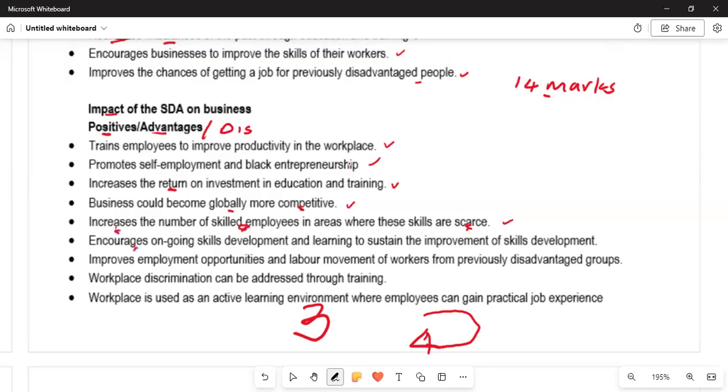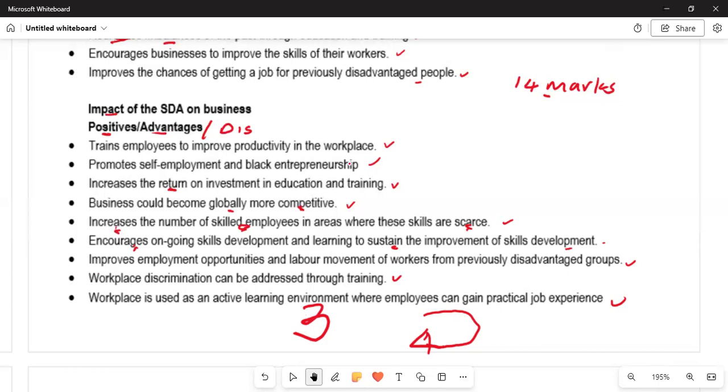Improves employment opportunities and labor movement of workers from previously disadvantaged groups. So if this act is in place, you'll be able to access jobs. That will make those previously disadvantaged people able to access jobs, because they will now have the necessary skills to do the jobs. The skills are very important because those disadvantaged people will now be able to apply for jobs, having the necessary skills to do the job.